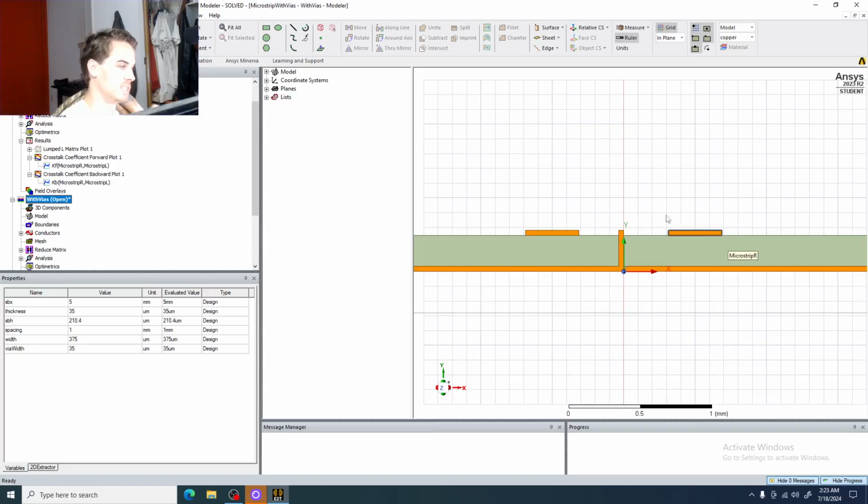The only other thing you have to realize is that the characteristic impedance may be changed. In this case, the spacing between the via wall and the microstrip is large enough that the characteristic impedance stays pretty much the same, but you would have to make sure that that is not altered. That is all I wanted to share.